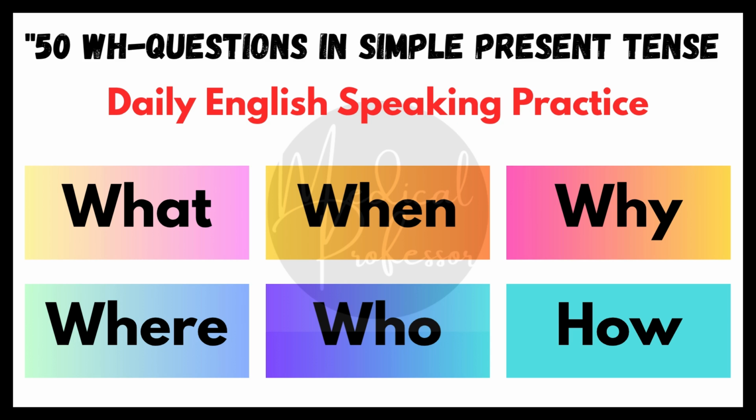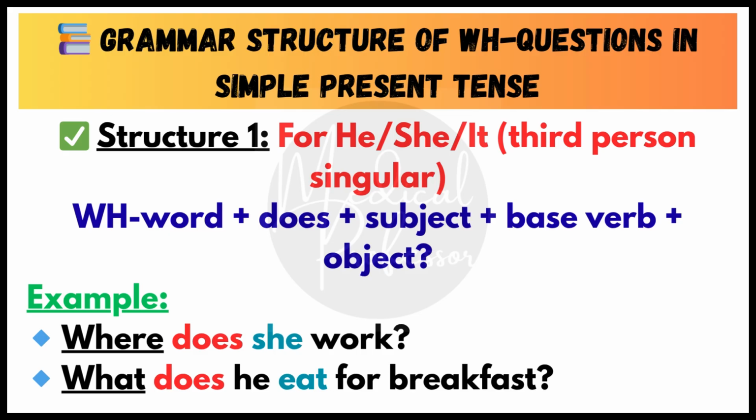In English, we use WH questions to get more information. These questions begin with words like what, where, when, why, who, and how. The structure depends on the subject. If the subject is he, she, or it, use does.